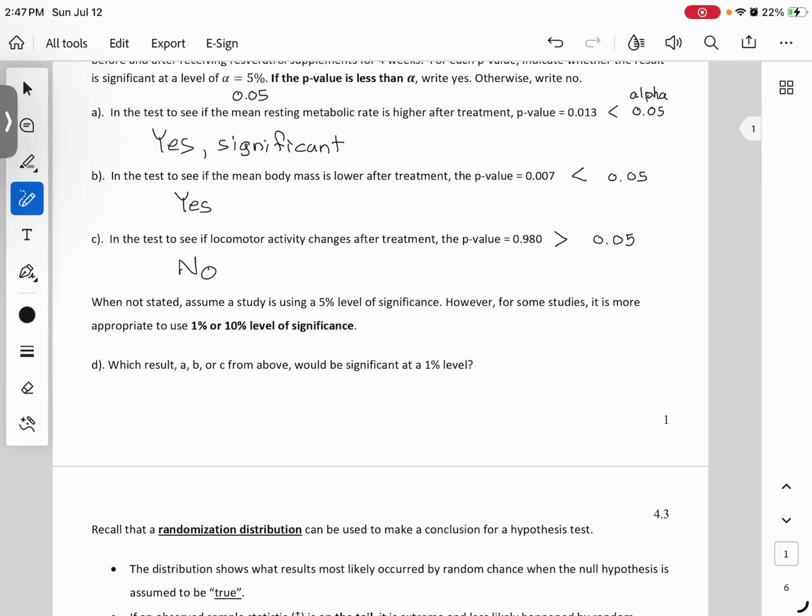And that's what we do. That's going to be one of the little small skills that we need to help us make our conclusion to a hypothesis test, whether something was significant, not significant.